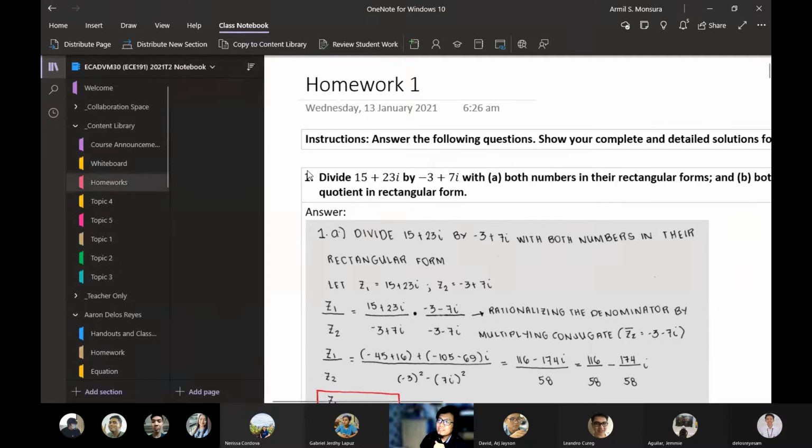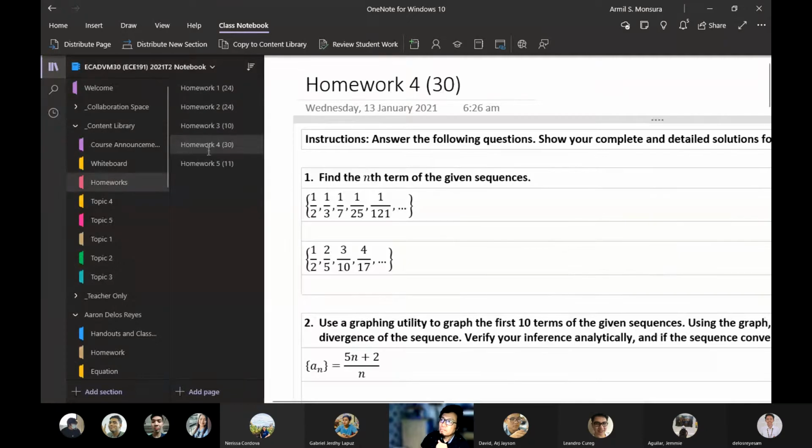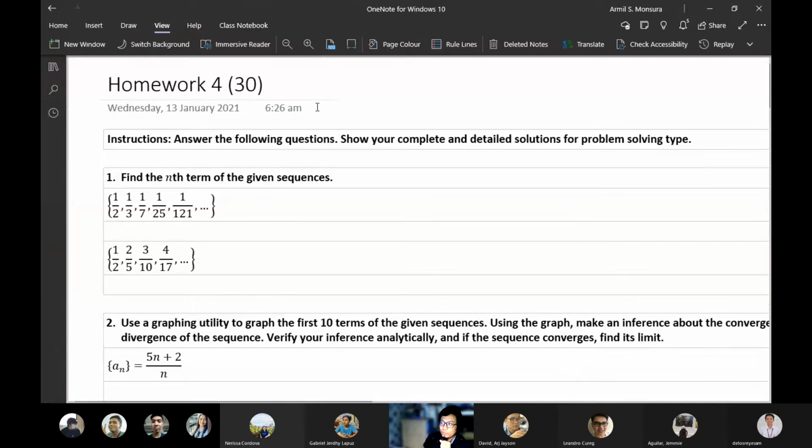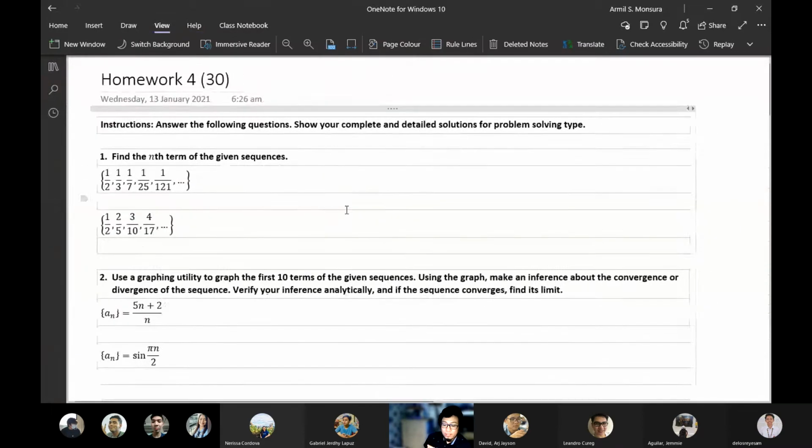Balik tayo dito. Okay, so yun nga, please do work on your homeworks here sa OneNote. Do not create a separate document. Ito na nga yung document na pinapagawa sa inyo.